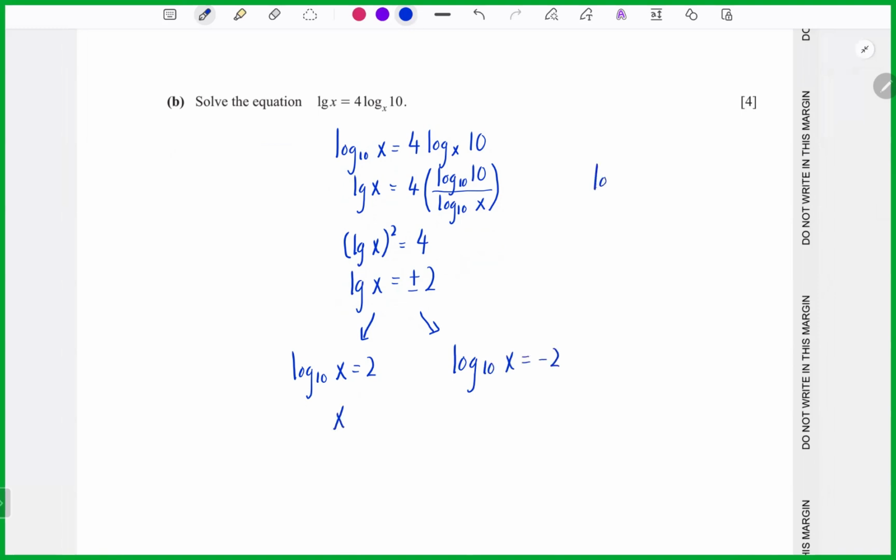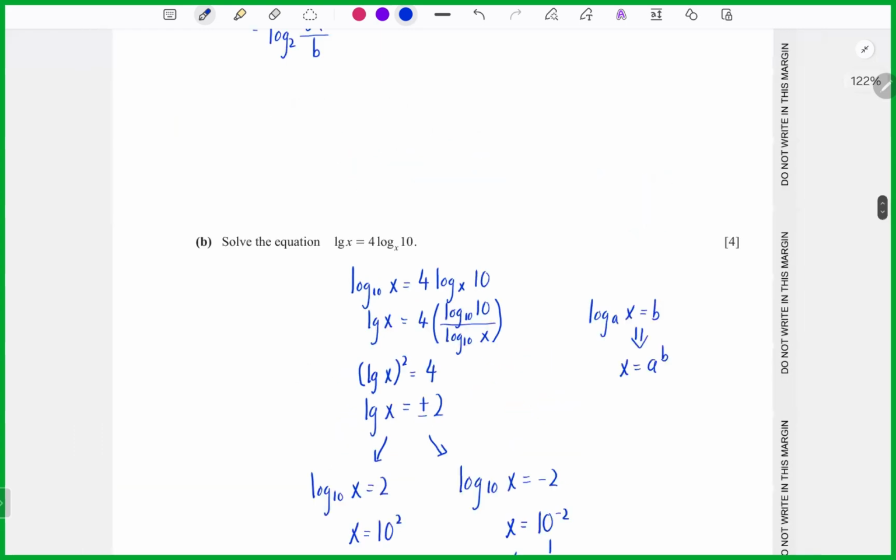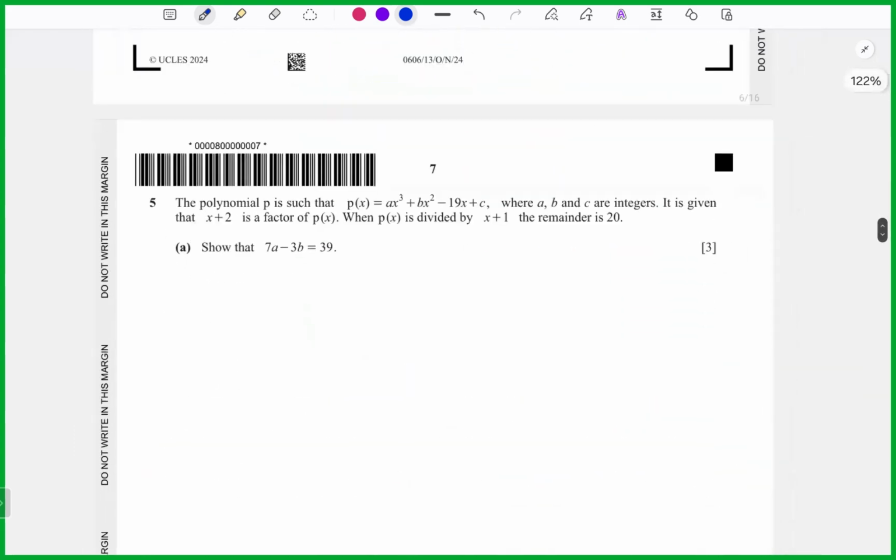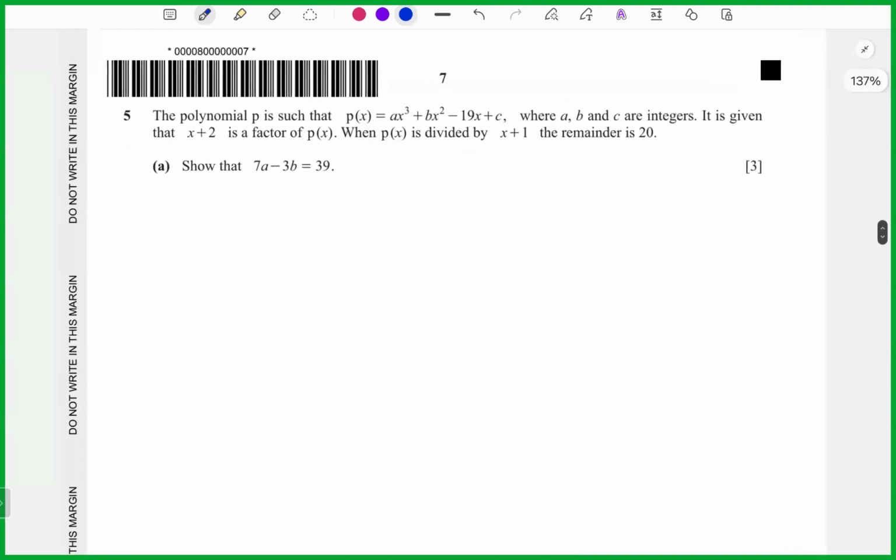Now we try to apply the formulas. We need to change into the exponent form. So you will get x equals a to the power b. You can write 10 power 2, and x equals 10 to the power negative 2. So x equals 100, and x equals 1 over 100. Okay, so now we already finished the question. Now we go to the next question.